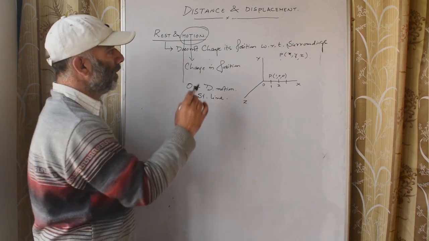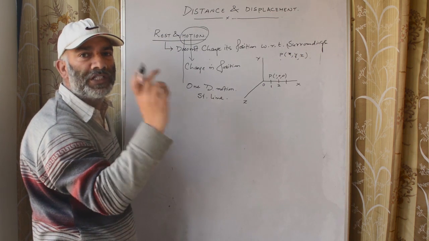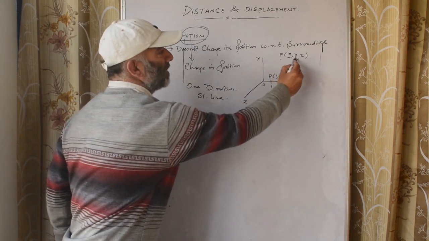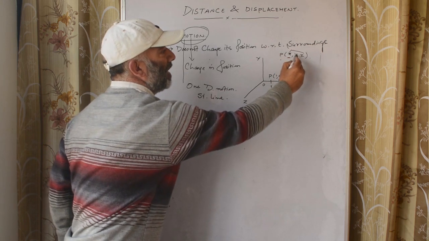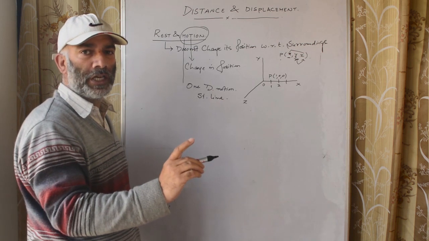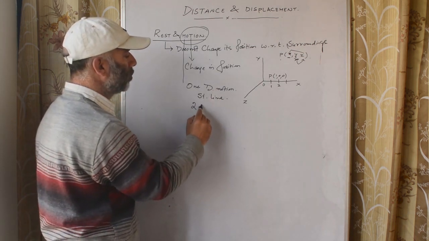If out of the three position coordinates, two are going to change simultaneously, two position coordinates. Two means it can be xy, it can be xz, it can be yz. Two position coordinates are going to change simultaneously. We call the object is executing the 2D motion.